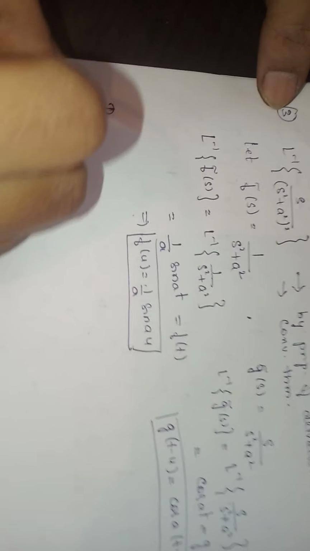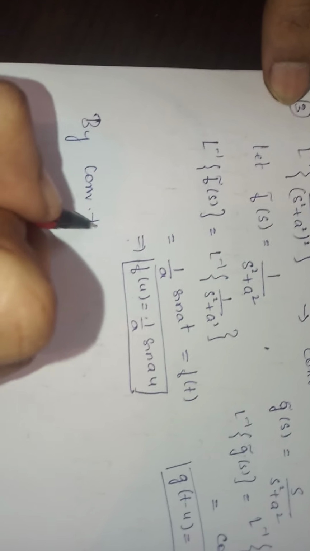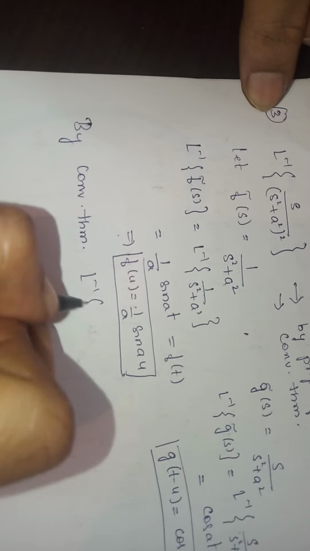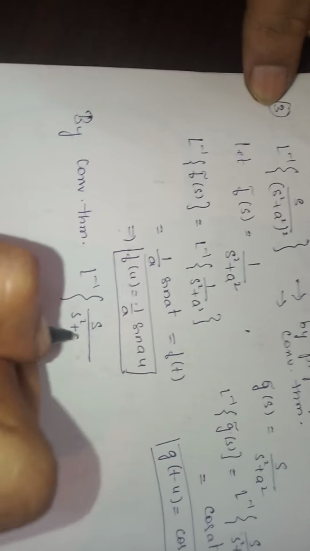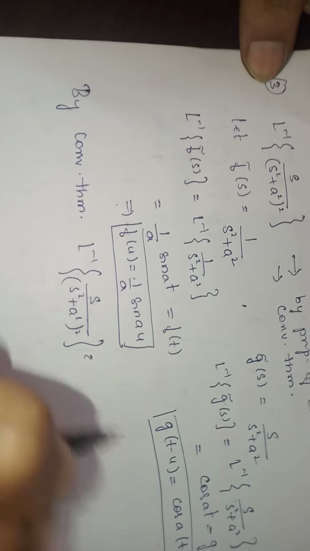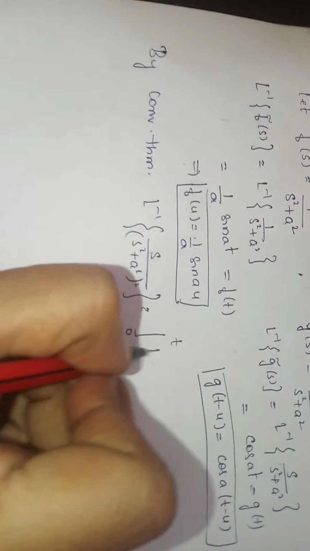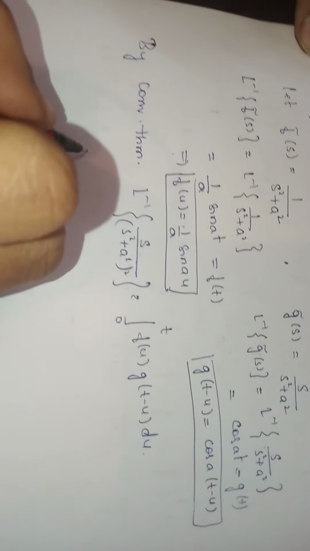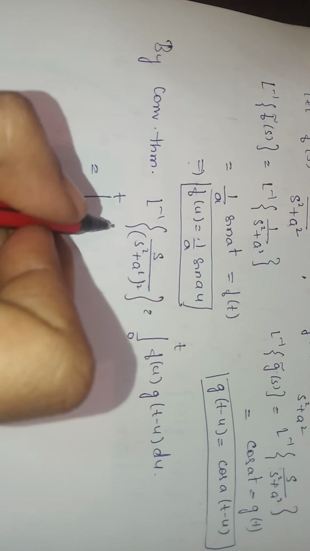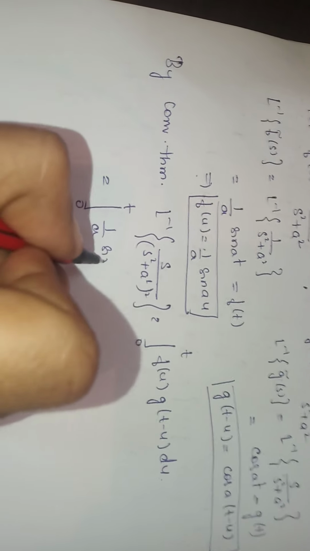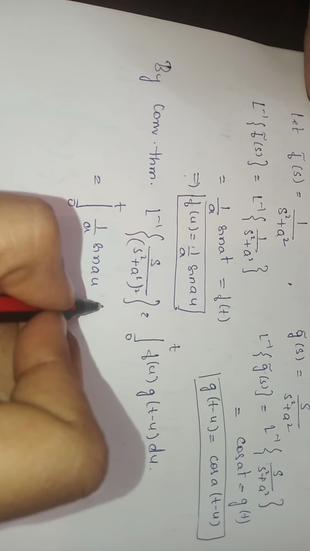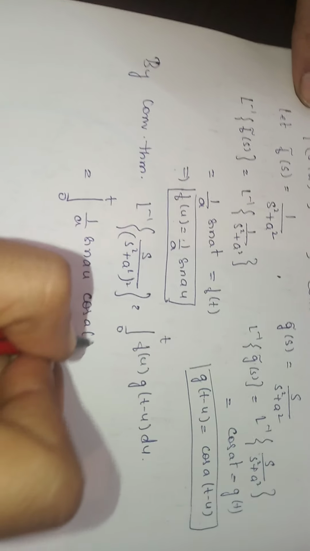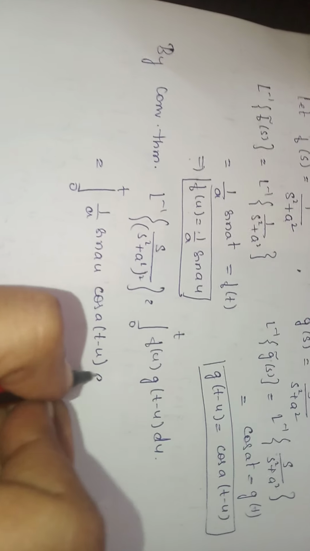Now by convolution theorem, Laplace inverse of s by (s square plus a square) whole square is integral 0 to t f of u g of t minus u du. So this is equal to integral 0 to t, f of u is 1 by a sine au, and g of t minus u is cos of a into (t minus u) du.